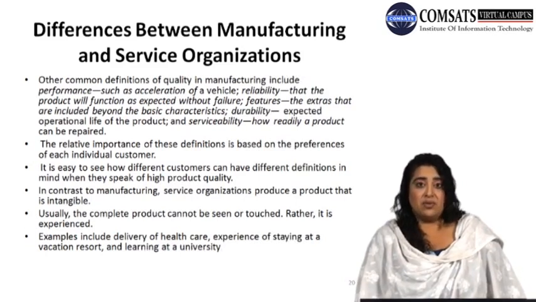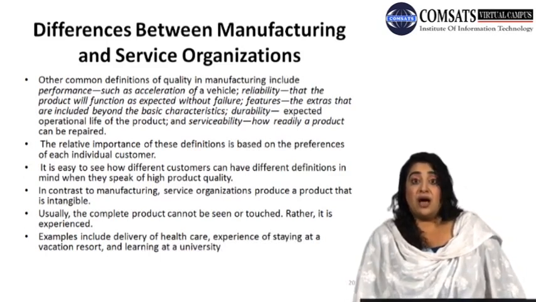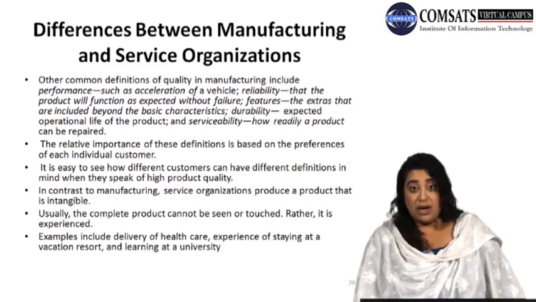For example, let's say कि हम कोई car की बात कर रहे हैं, तो it's not just about the name of the car, but also let's say कि the acceleration of a vehicle, how fast a vehicle would go, then the reliability, how reliable that car is, that you are sure that it wouldn't break down, and that the product will function as expected without failure, और कि product जो है आपका without failure वो function करेगा.